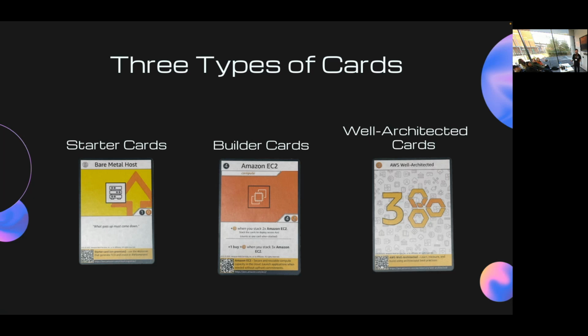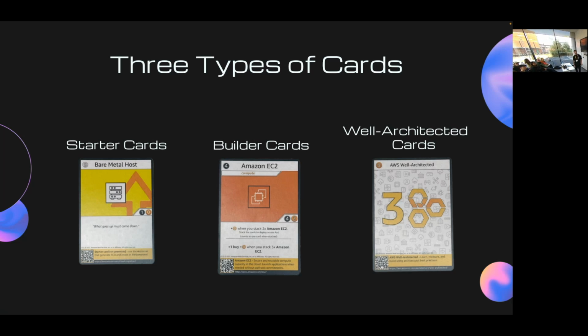Of course, that's all the different services. As you can see here, the EC2 card just tells you what type of service it is, with compute. And then it has a primary and secondary effect, which is more for the official rules. Another important piece of the card is the QR code and the brief description. I'll show you what happens whenever you scan that QR code in the next slide.